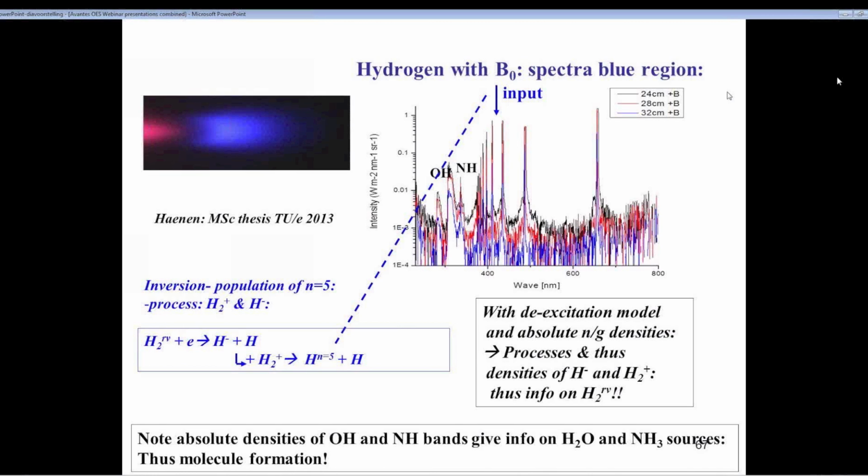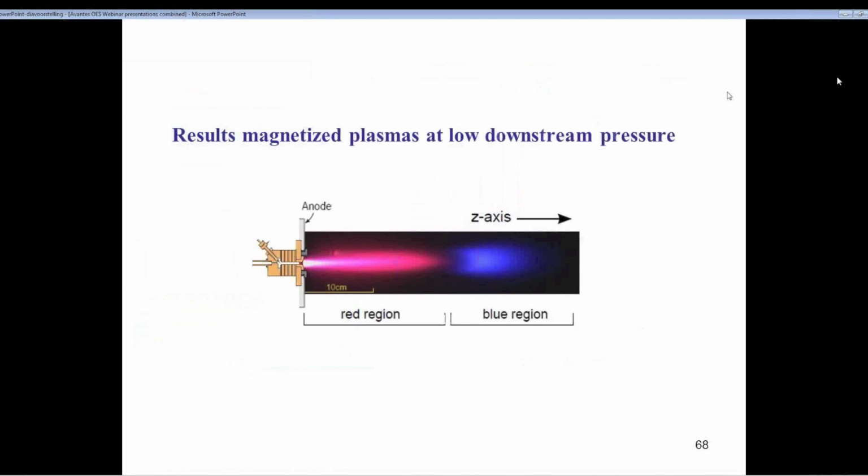Note also the NH band and the OH bands in the 300 and 337 ranges, which are also clear signs of molecules entering the plasma, and we'll come to that later.